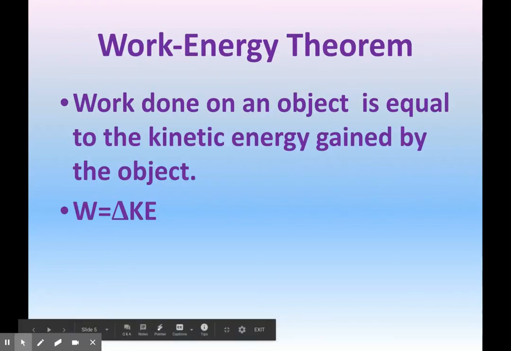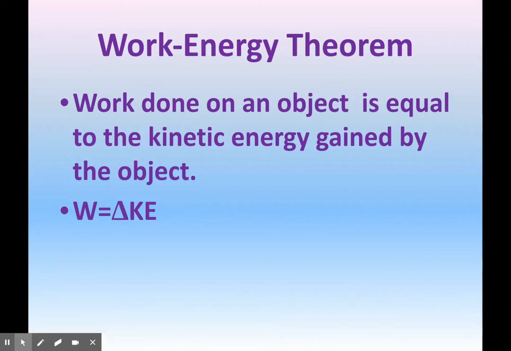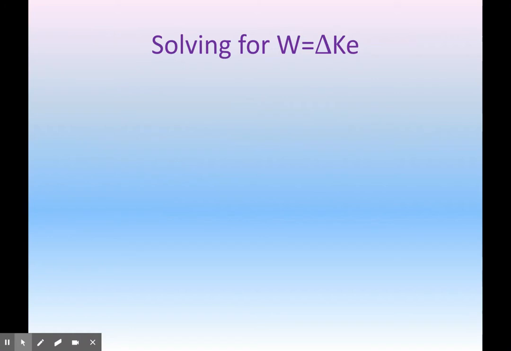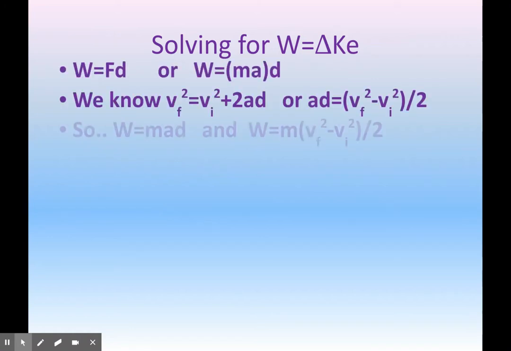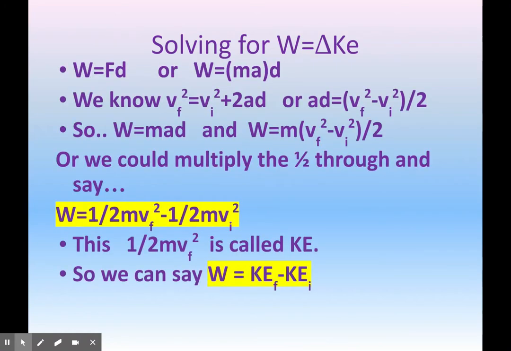We're also going to look at what's called the work energy theorem. The work done on an object is going to be that change in kinetic energy that it would have. So work equals change in KE. To solve for that, we're going to go through this, but really the yellow is what you need to have on your equation sheet.